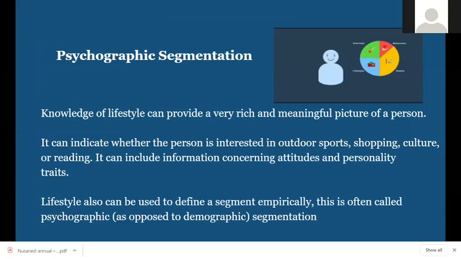Coming to psychographic segmentation, it is the process of creating clusters of customers who share similar characteristics and grouping them together. These clusters form segments of customers based on their social class, lifestyle, interests, etc. Knowledge of lifestyle can provide a very rich and meaningful picture of a person. Organizations can assess psychographic information by tracking a user's activity on social media, online platforms, online product purchases, or use of mobile applications. It can indicate whether a person is interested in outdoor sports, shopping, culture, or reading, and it can include attitudes and personality traits. Lifestyle can also be used to define a segment empirically. This is often called psychographic segmentation. As already quoted in our class, the travel backpack is an example of psychographic segmentation.